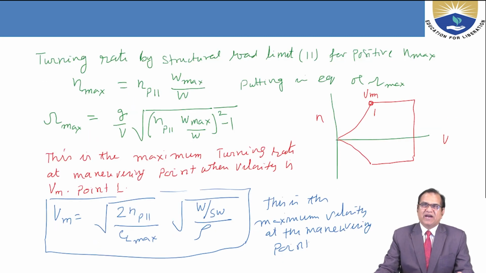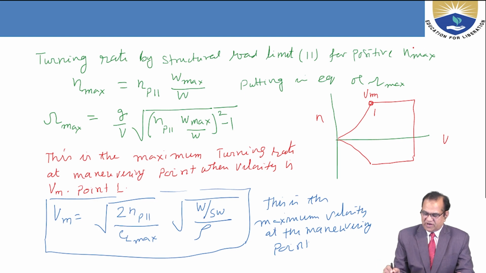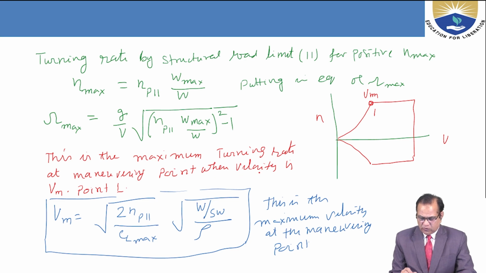So turning rate by structural load limit, for the positive n maximum. Load factor maximum is equal to load factor for positive load limit, W maximum by W, putting in equation number 2. So we will get that the maximum turning rate omega maximum is equal to g by V under root (NPLL W max by W) whole square minus 1. This is the maximum turning rate at the maneuvering point when velocity is Vm, that is point 1. So this is point 1, which is represented here.